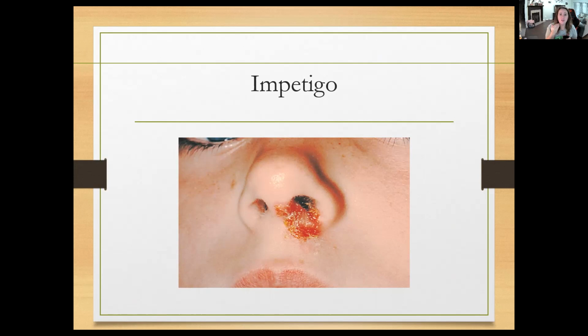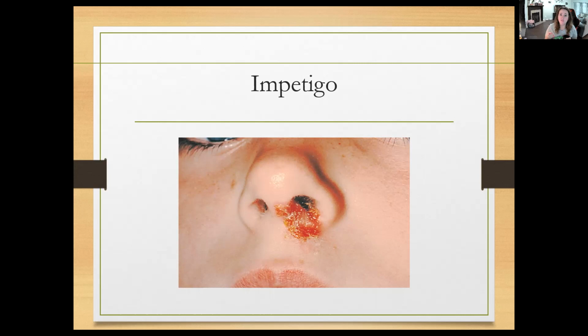But we want to get all of that old dried crust off before we put the antibiotic on, right? Because we want the antibiotic to get on the surface of that macule to be able to absorb and to treat that. If we're putting it over top of the crust, it's not going to be as effective. So that's really important that we teach the patient and her parents how to do that effectively.